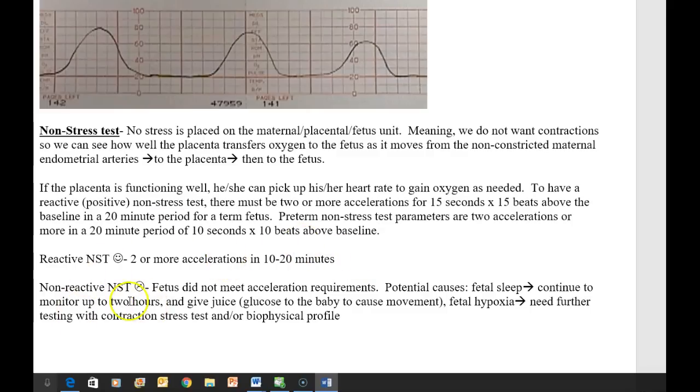A non-reactive non-stress test is where the fetus did not meet the acceleration requirements. Of course, the potential causes could be fetal sleep, and we know they sleep 20 minutes out of every hour. So we'll continue to monitor them. We'll give them glucose and maybe some caffeine. Or it could be fetal hypoxia due to the placenta not functioning well, and they would need further testing with a contraction stress test and/or a biophysical profile. And we'll talk about a biophysical profile when we talk about high-risk obstetrics.